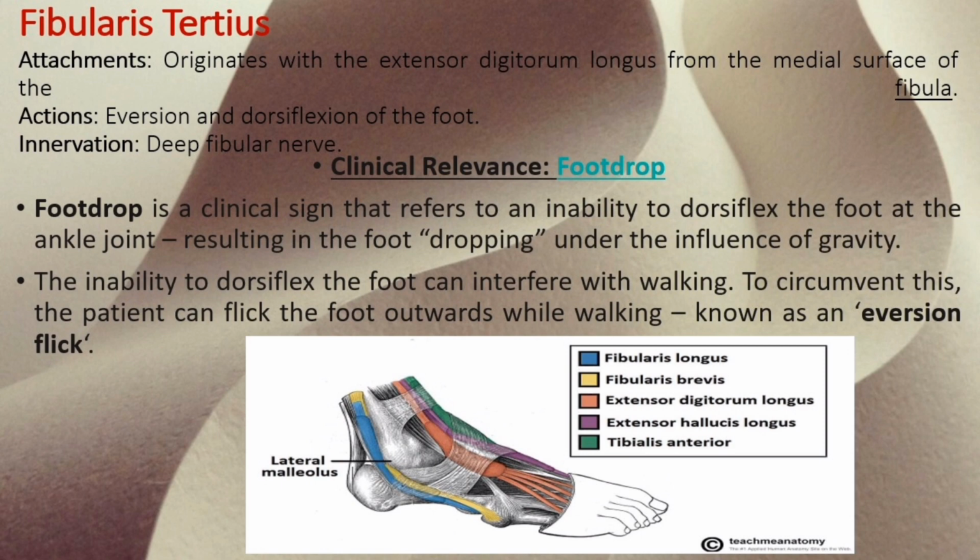Clinical relevance. Foot drop. Foot drop is a clinical sign that refers to an inability to dorsiflex the foot at the ankle joint, resulting in the foot dropping under the influence of gravity. It indicates paralysis or weakness of the muscles in the anterior compartment of the leg, and typically occurs as a consequence of damage to the common fibular nerve from which the deep fibular nerve arises. The inability to dorsiflex the foot can interfere with walking, as the affected foot drags along the ground. To circumvent this, the patient can flick the foot outwards while walking, known as an eversion flick.